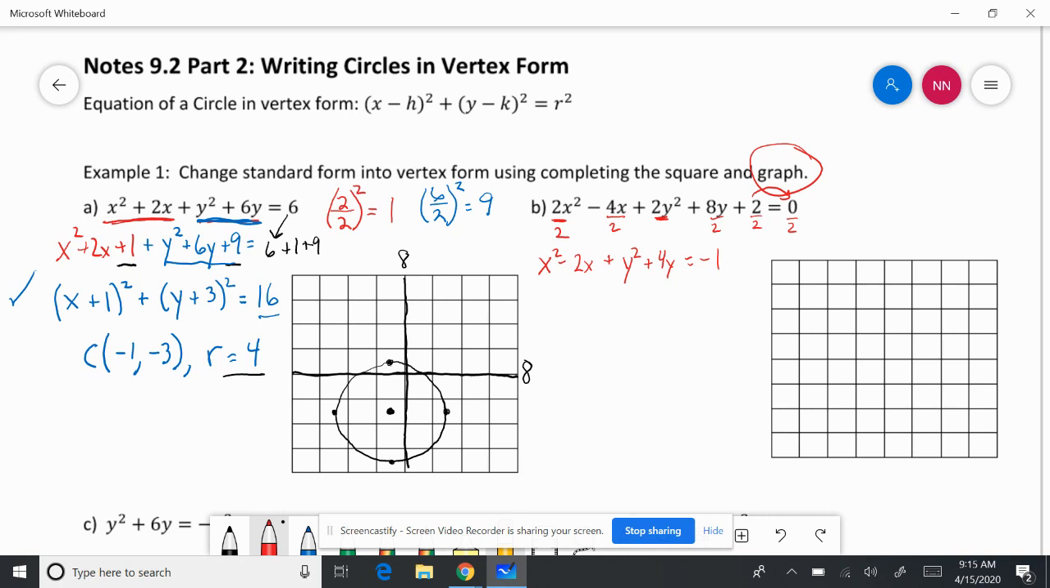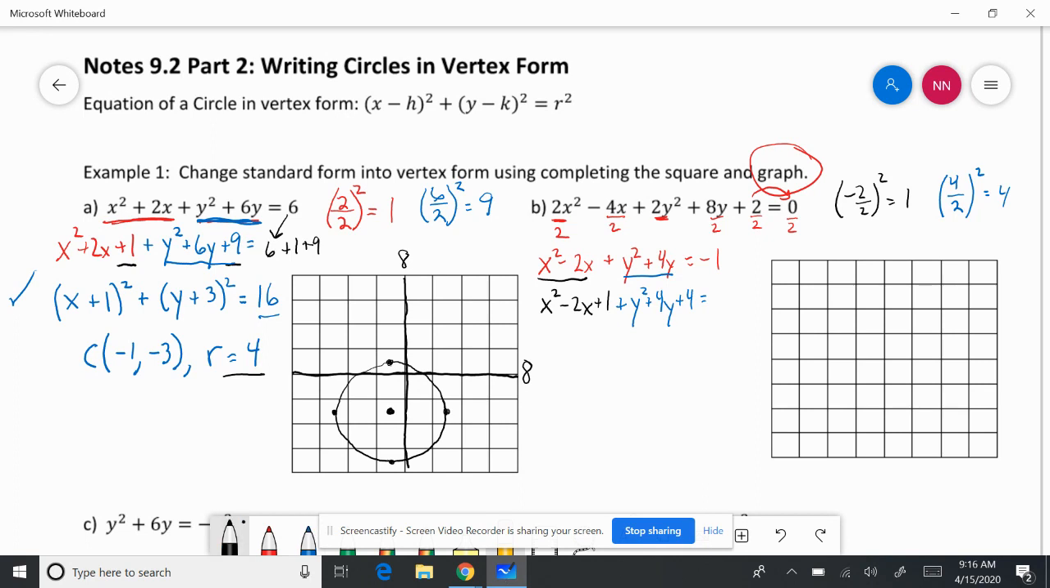I'm going to do the same thing as before. I'm going to find my new c value. So for my x's, I'm going to take the -2, divide it by 2, and square it. That gives me 1. So I have x squared minus 2x plus 1. Then for my y's, I'm going to take my 4, divide it by 2, and square it. That gives me a 4. So I have y squared plus 4y plus 4.